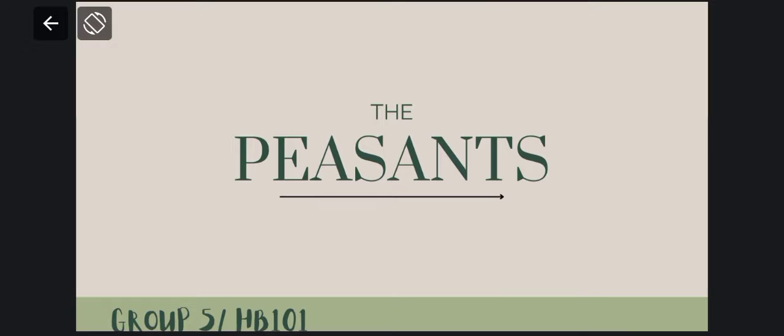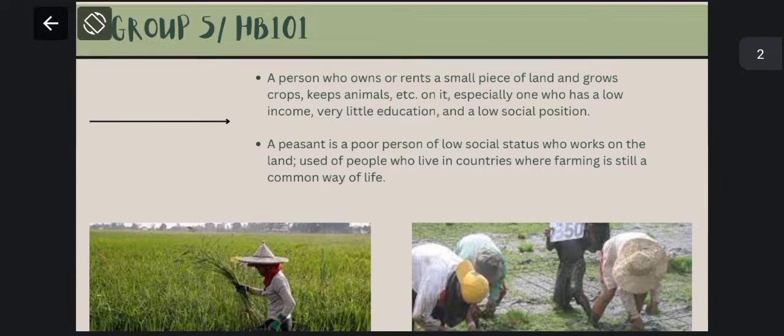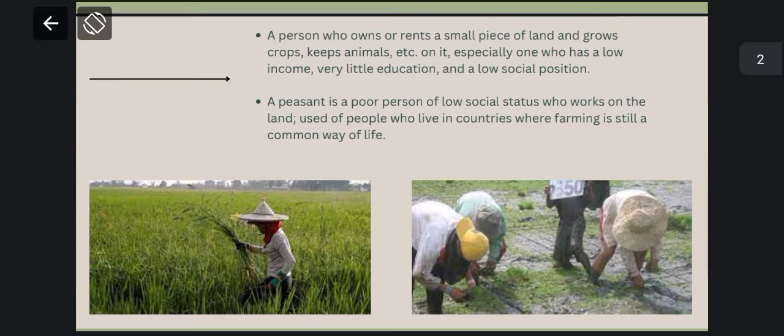What we will discuss this afternoon is about the peasants. What exactly are peasants? A peasant is a person who owns or rents a small piece of land and grows crops, keeps animals, etc. on it, especially one who has a low income, very little education, and a low social position.